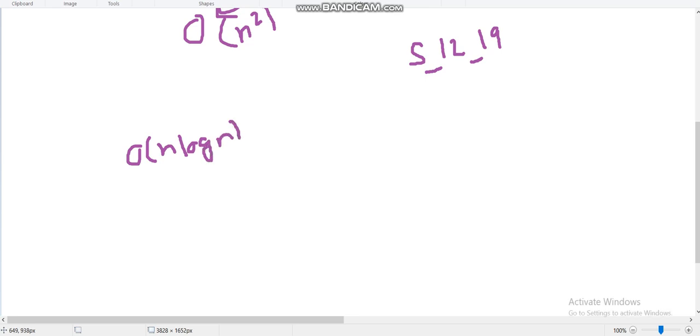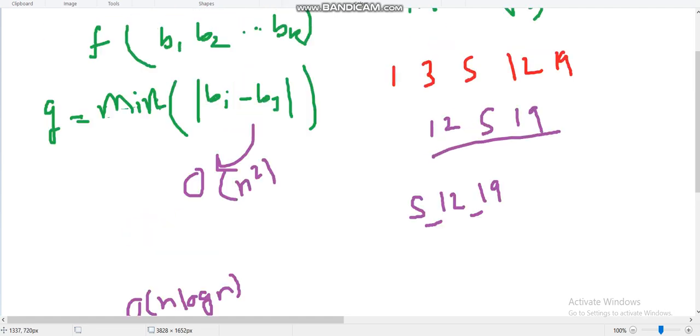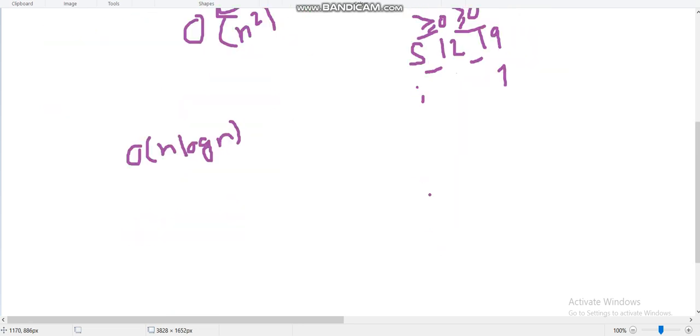You can think about it in your spare time. The minimum absolute difference will be only between 5 and 12, or 12 and 19, because this absolute difference will be greater than or equal to 0, and this absolute difference will also be greater than or equal to 0. So if we take any pair, let's say here we are taking i and j, the absolute difference will obviously be greater than this or this. Okay, I hope you got it. Now let's jump into some other observations.